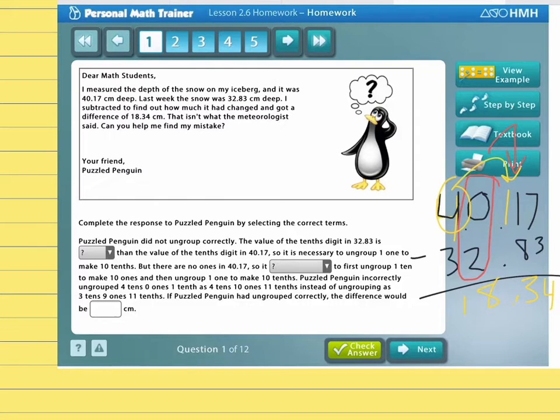But he did not. What he should have done is regroup the 10 as 10 ones and the 10 ones as 10 tens, and then he would have ended up with 7 and 34 hundredths. So that was his mistake.